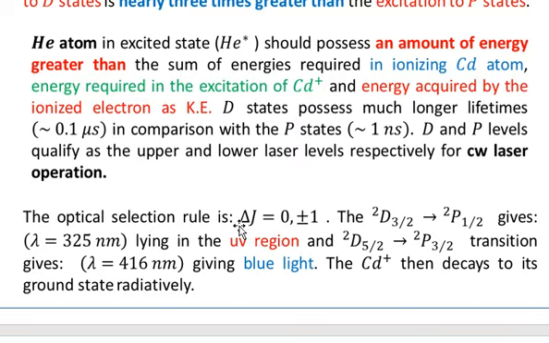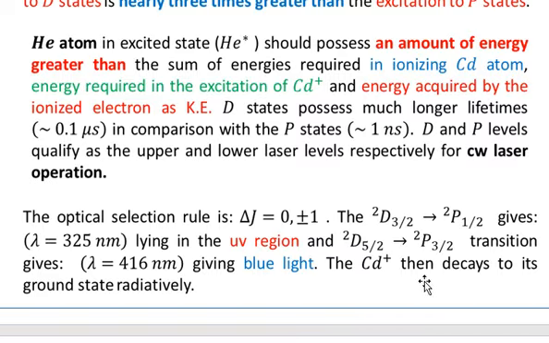The optical selection rule is delta J equal to 0, plus or minus 1. So this rule must be obeyed on the value of capital J. This allows the 2D 3/2 to 2P 1/2 transition, which gives a wavelength of 325 nanometer, lying in the UV region. And the other transition, from 2D 5/2 to 2P 3/2, gives lambda equal to 416 nanometer, giving blue light.